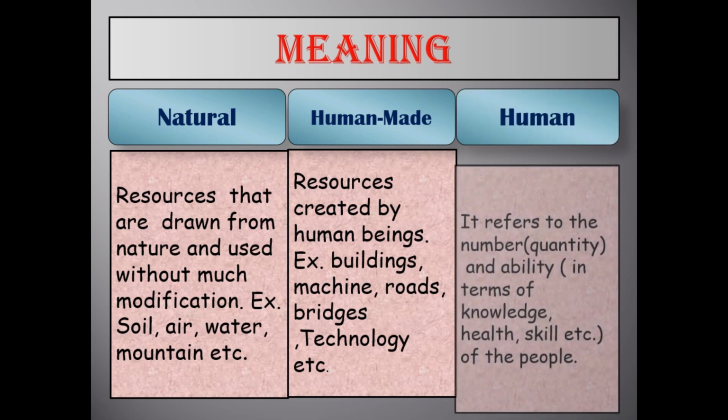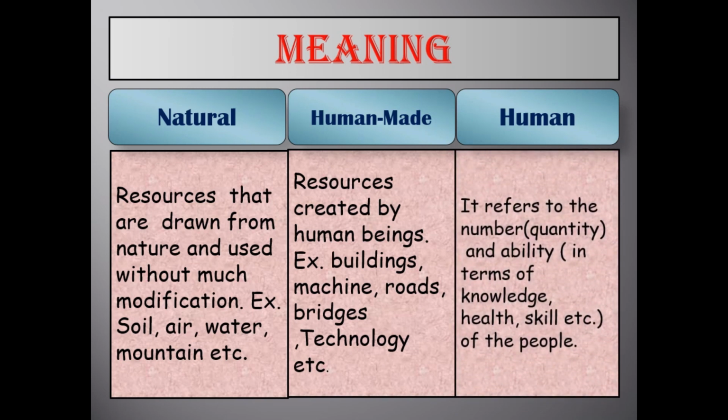Next, very important, human resources. We the humans are also a resource. Let's go for the definition. It refers to the number or quantity and ability in terms of knowledge, health and skill, etc. of the people. Humans are also considered a resource because they play a vital role in changing a substance into a resource. Human resources use their knowledge, skill, technology to transform natural material into valuable resources.